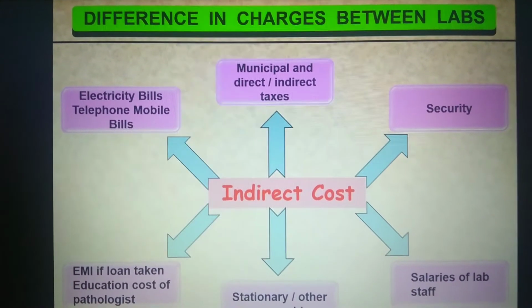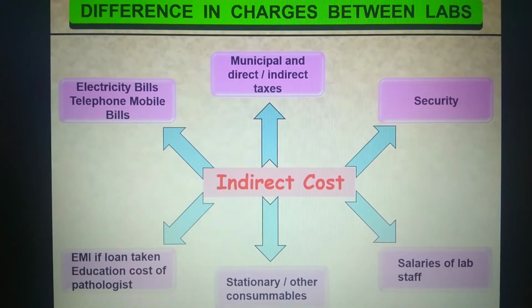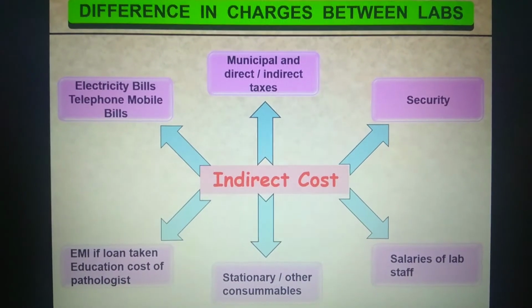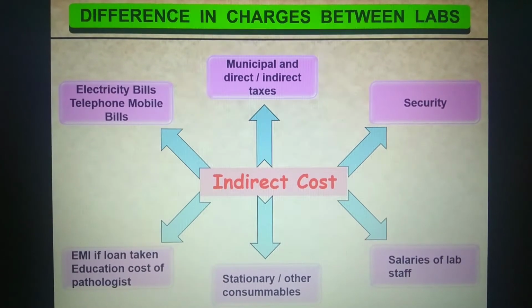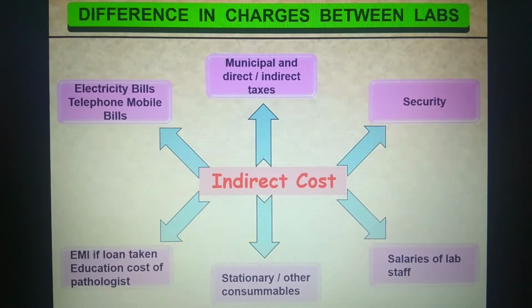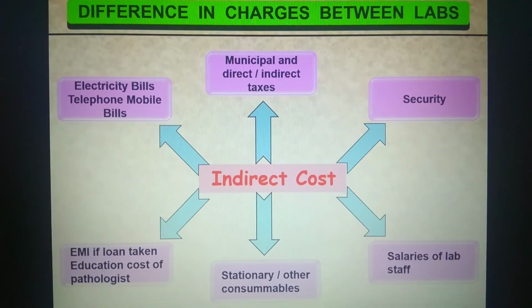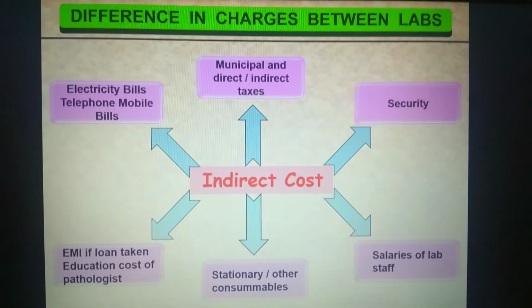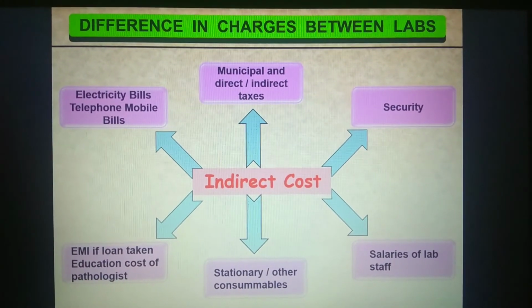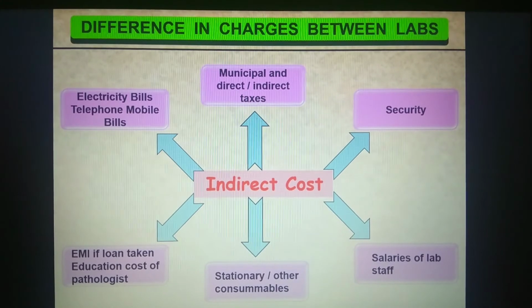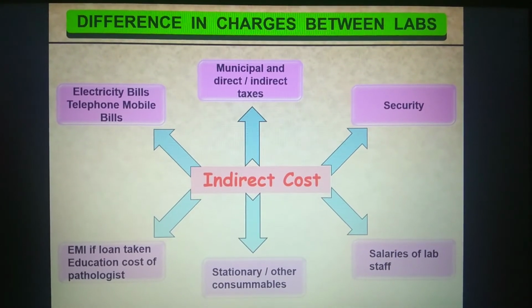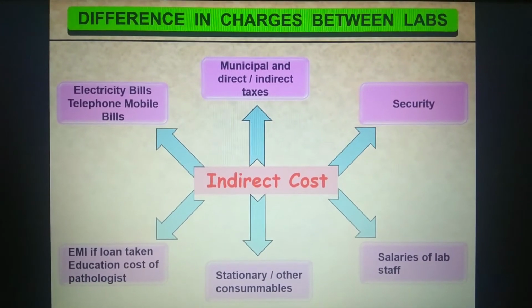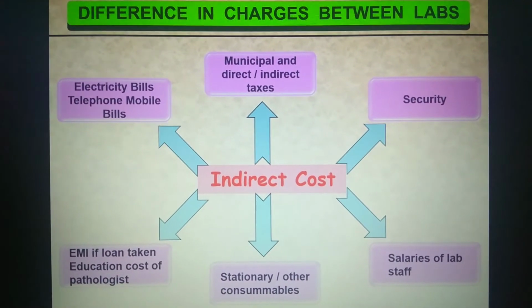The second point is indirect cost of the test. Here we consider there are so many indirect expenses not obvious to the patient but which have to be taken into consideration when we decide the cost per test and then decide upon the charges that are to be levied to the patient. For example, electricity bills, telephone or mobile bills, then there are taxes, municipal taxes, direct income tax, so many indirect taxes which the government levies on the lab reagents and all the other equipments that we use.